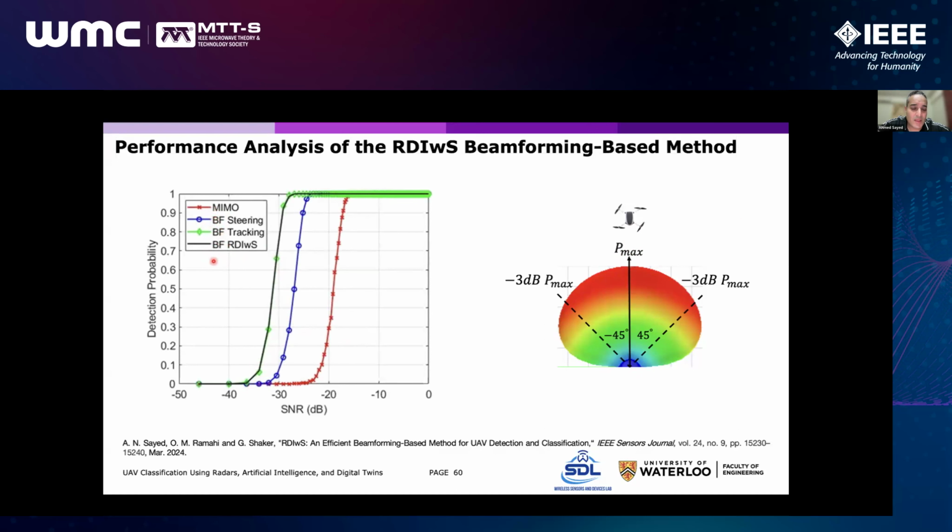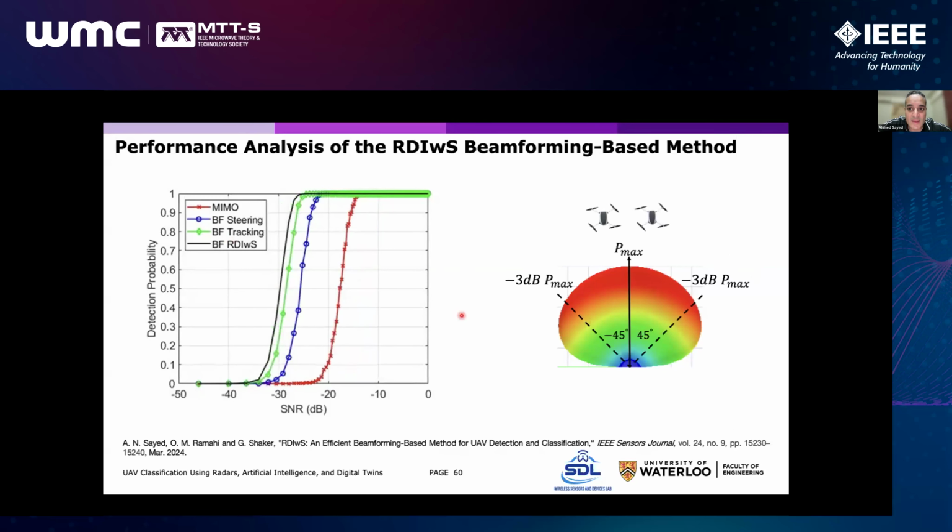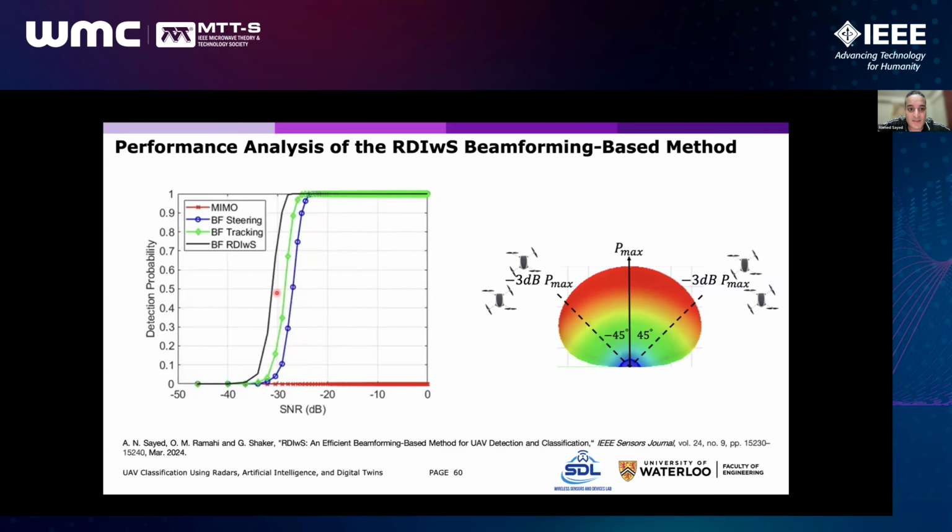traditional beamforming-based methods: the MIMO case, steering only, steering and tracking, and the range Doppler integration while steering method. In this case, our method and the steering and tracking method performed well by moving the drone to 45 degrees. In the case of MIMO, the detection probability dropped significantly, while beamforming methods performed well. By adding more drones, all methods start to slightly decrease in detection probability, but our method has the highest detection probability, and so on for different cases.